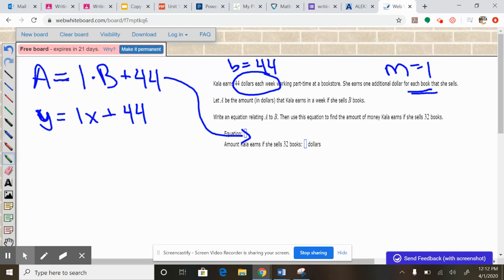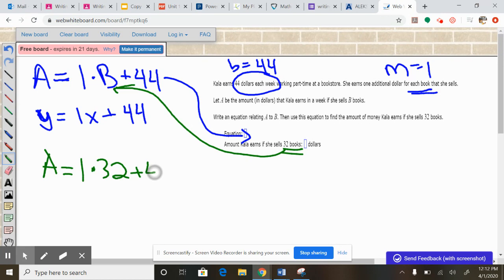Next problem wants me to know if she sold 32 books, how much money would she make? Well, I would plug that in for B, which would then say A equals 1 times 32 plus 44. 1 times 32 is just 32, so basically I'm just doing 32 plus 44, which would mean A is 76, which could go in right here.